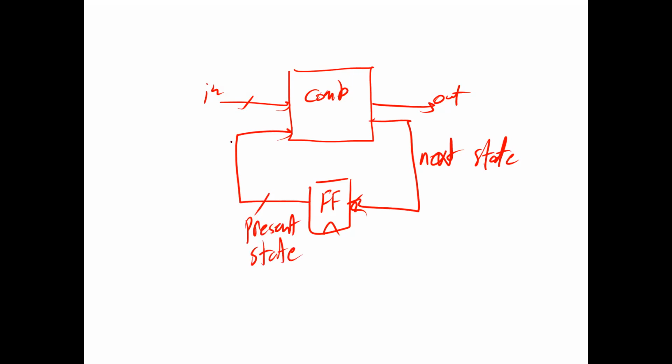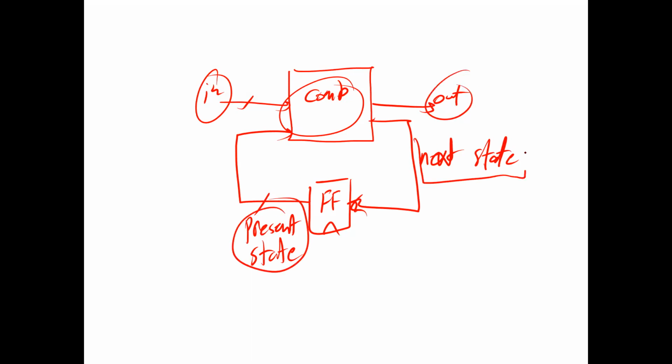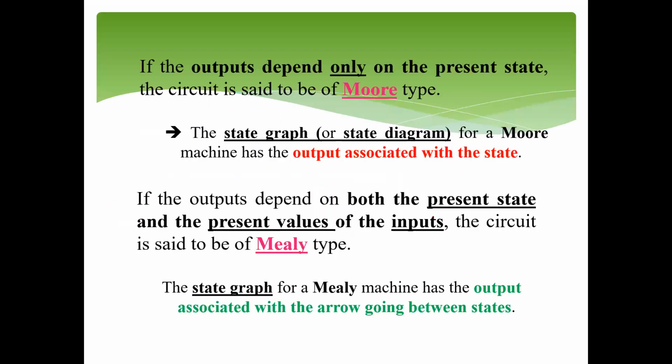So this is being fed back to the same combinational block that you had before. From the input and the present state, you can determine the output and the next state equation. And from that, we have two types of sequential circuits. We have something called a Moore type sequential circuit or Moore machine, and we have something called a Mealy machine.